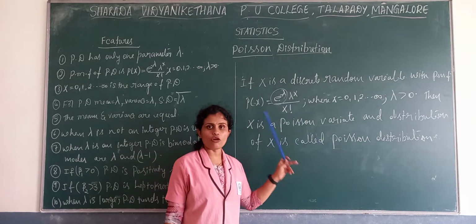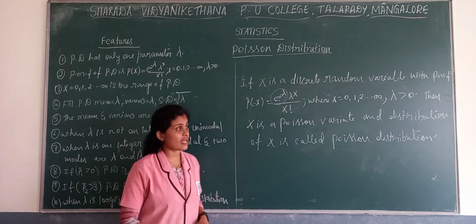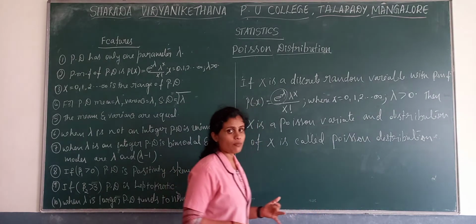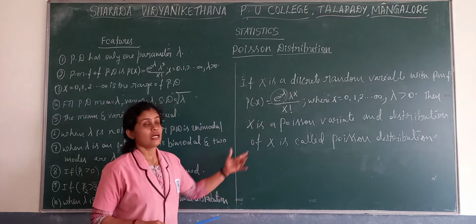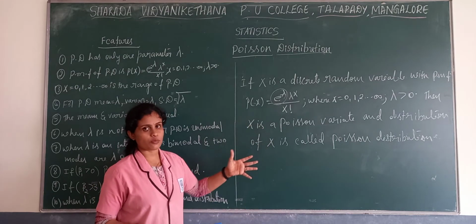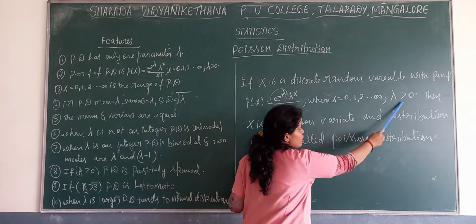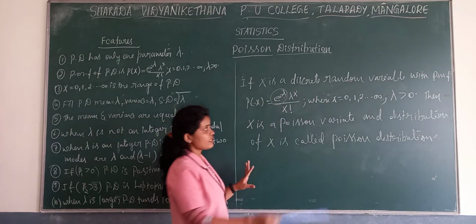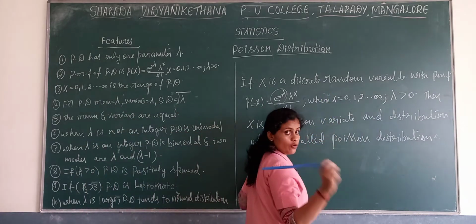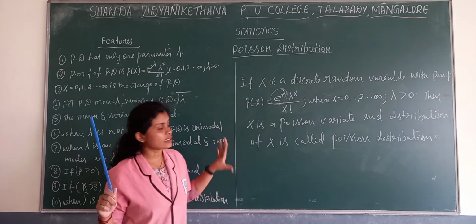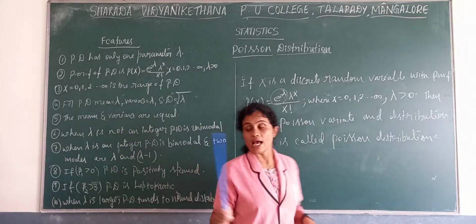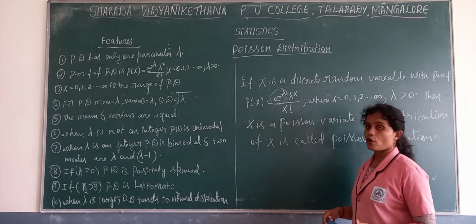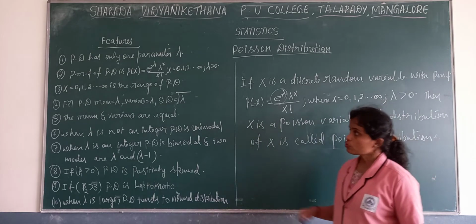So this is about the definition of Poisson distribution. As I said, we completed Bernoulli distribution, binomial, and here we are with Poisson distribution. Only the function will change, the rest remains as it is, since here it is a discrete random variable. Now we'll move towards the features of Poisson distribution.